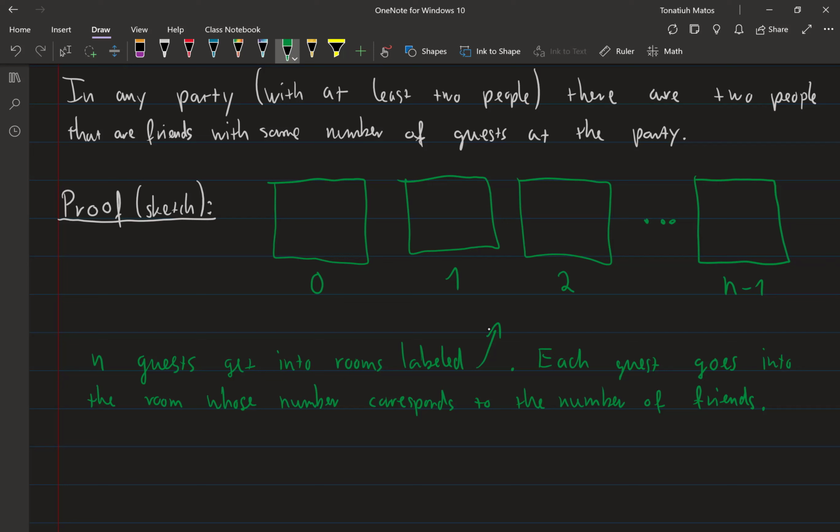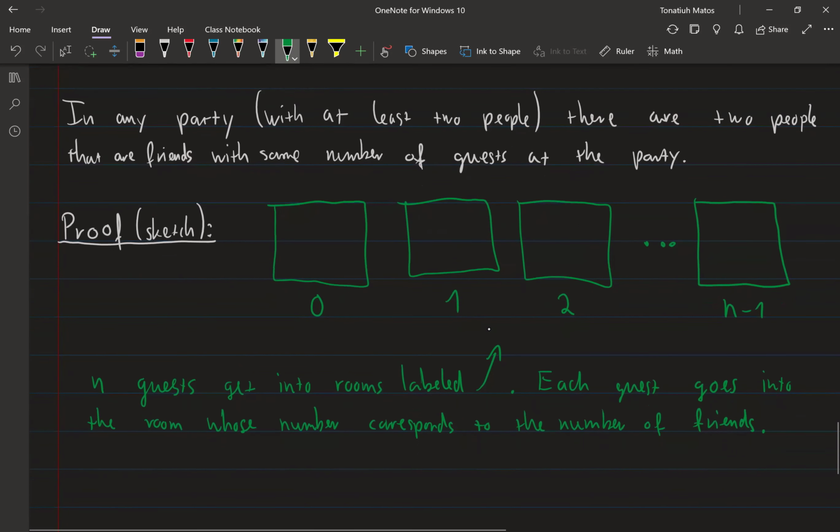The person who got invited by one friend but doesn't really know anyone yet goes into room number 1. The host maybe knows everyone, because maybe it's a small party, so the host goes into room n minus 1. You cannot be friends with yourself, at least not for the purpose of this presentation or this proof. So the biggest number anyone could get is n minus 1, right? There's no one in room n, because that person would have to know themselves or be friends with themselves.